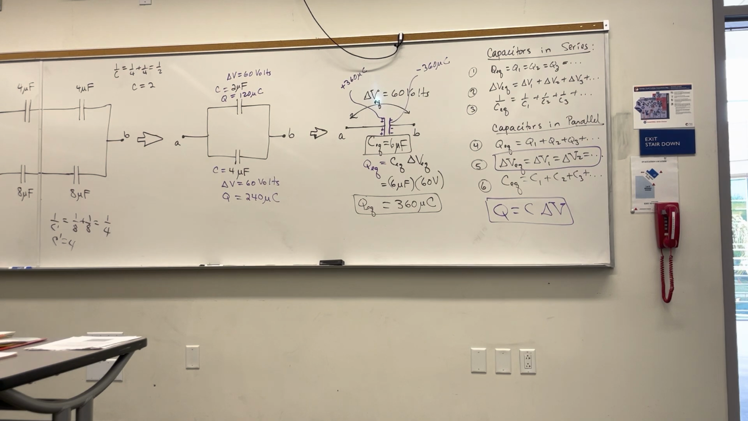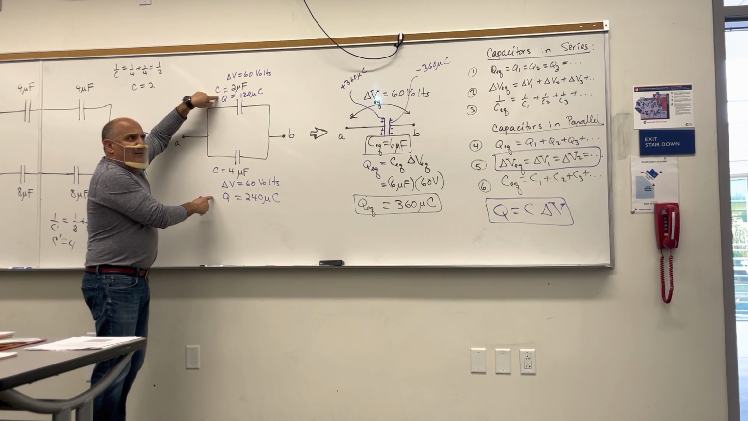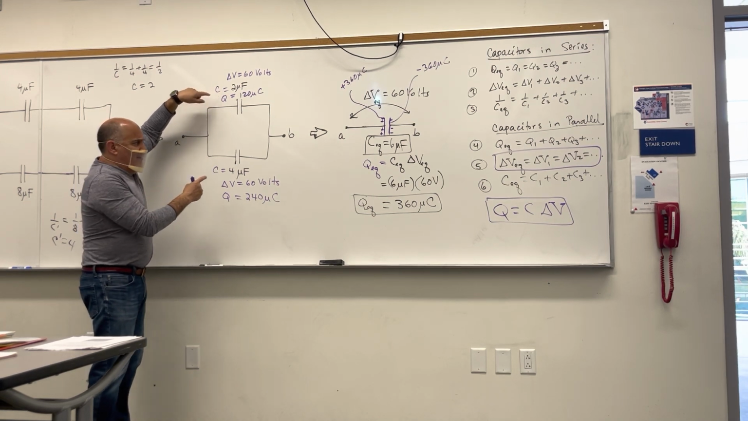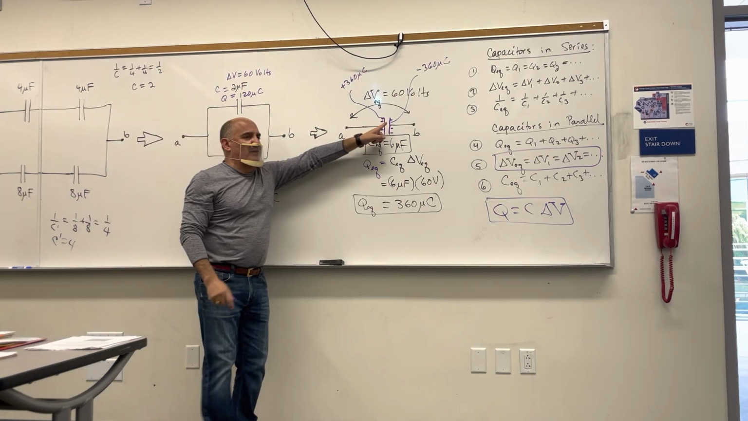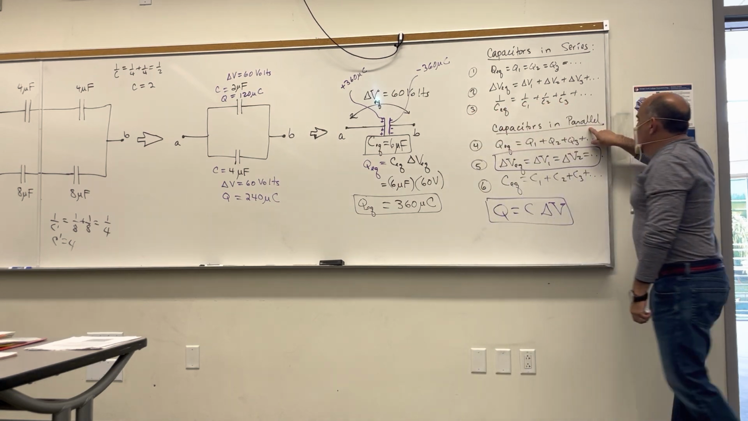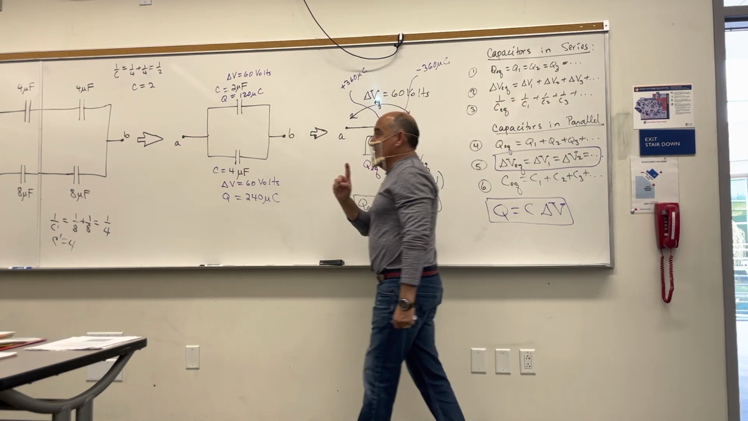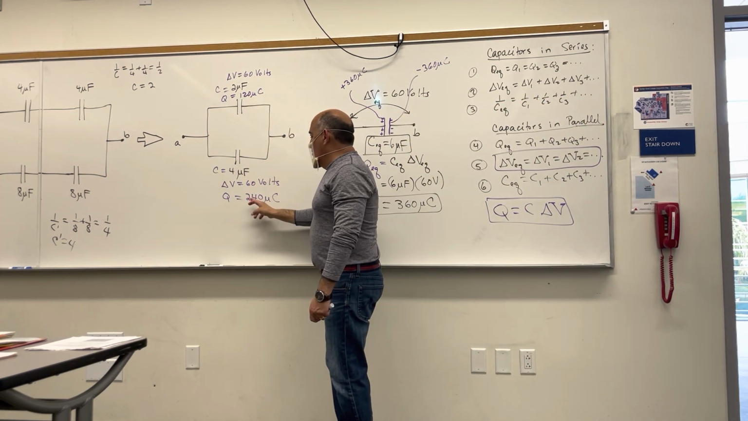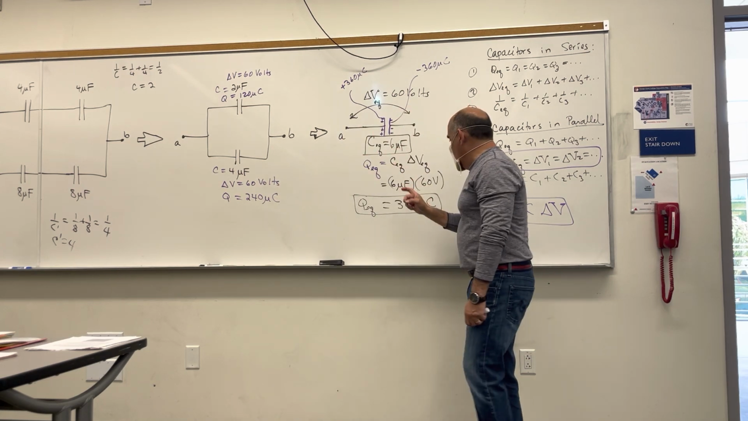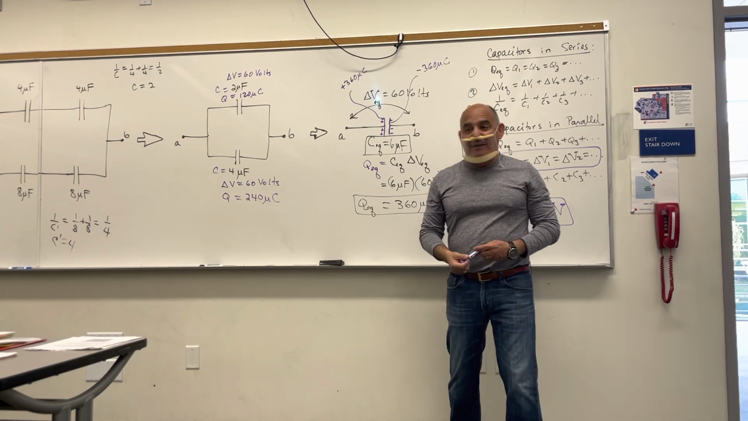Now let me check to see if I did this correctly. We just calculated the charges, and they're connected in parallel. How do those charges relate to one another and to the charge of the capacitor that's equivalent to them, when they are connected in parallel? Well, the two charges have to add up to the charge of the capacitor that is equivalent to them. So is 120 plus 240 the same as 360? Yes, so we're good. I didn't make a mistake.